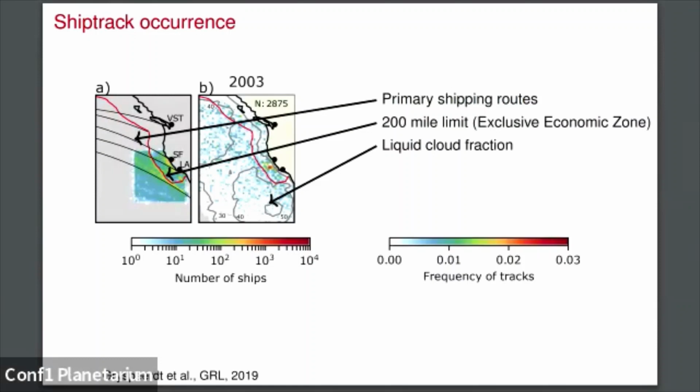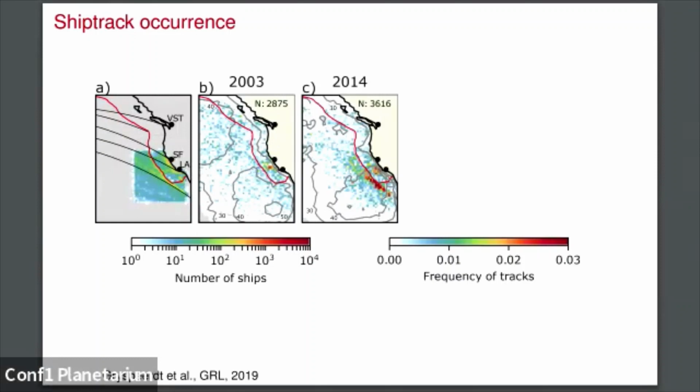Now, if we look at where these tracks occur, just in the Northeast Pacific for the moment, we can see that in 2003, they occurred pretty much everywhere. There's a slight peak close to the coast, but in general, you find them all over the place. As we move into 2014, the pattern changes slightly. So we have more tracks, particularly along this line here, which is the main shipping route between Panama and China and Japan. So we have more ships, more ship tracks.